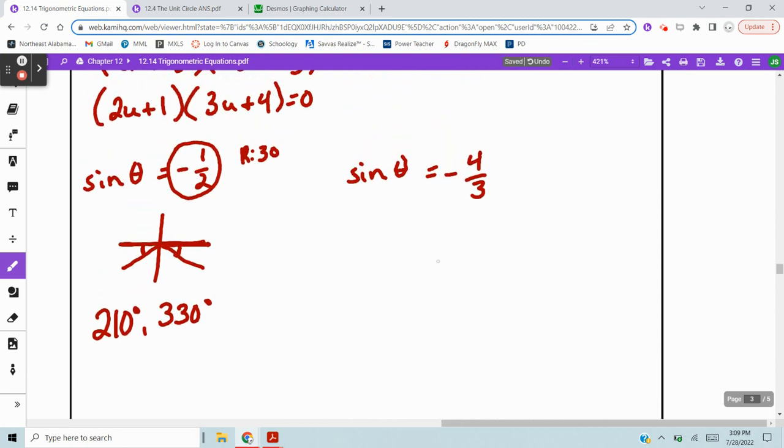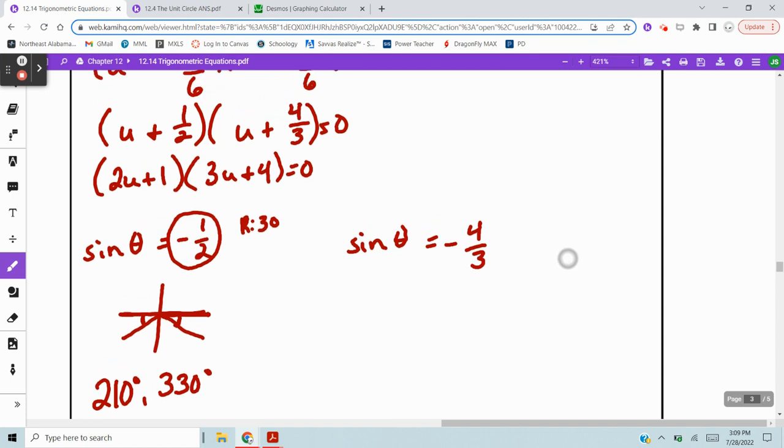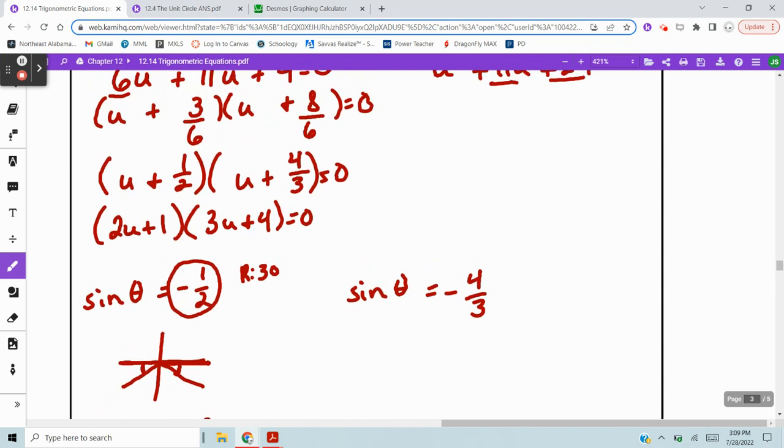Now my second answer, the sine is negative 4/3. That's not one of your common 1/2, root 2 over 2, root 3 over 2, 1. That's not one of the common ones. So what you're going to first have to do is find a reference angle. Ask yourself, the sine of what is equal to a positive 4/3? Okay, and the way that you would do that is to move sine over, you would do inverse sine.